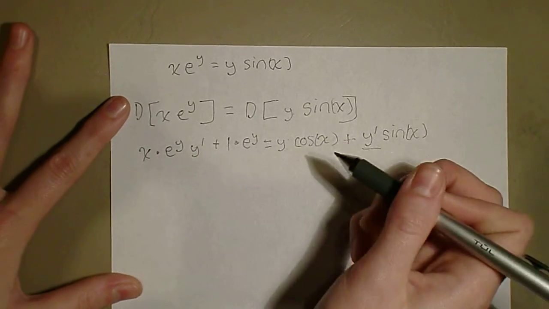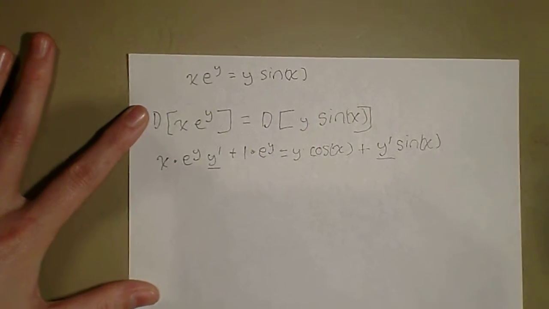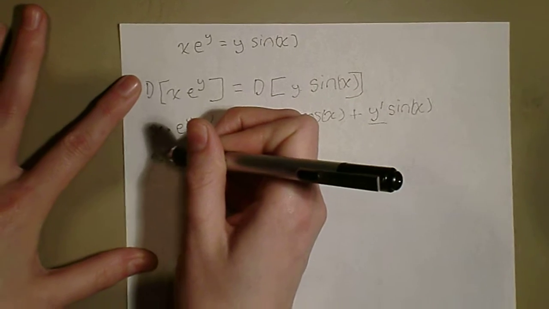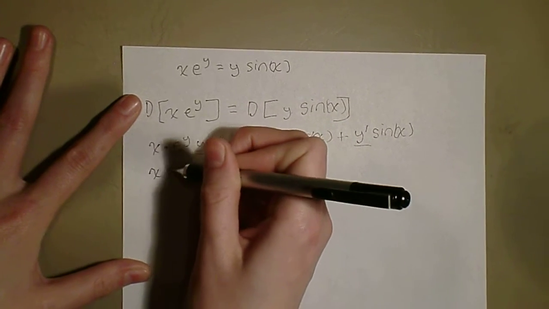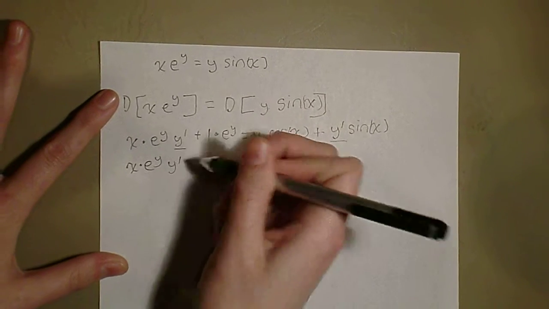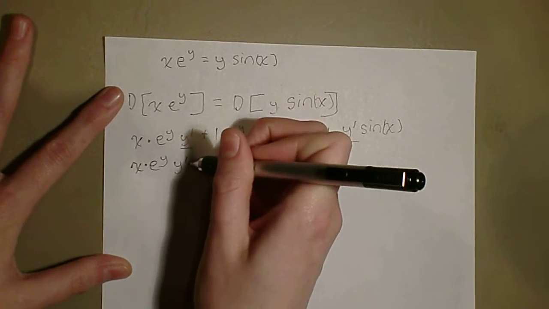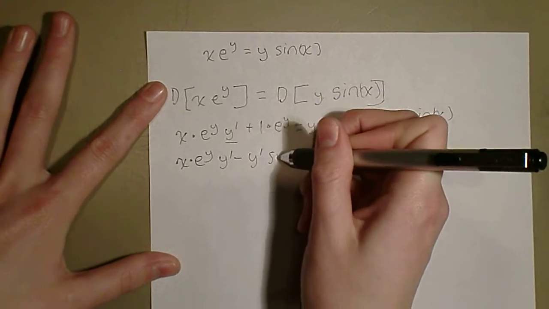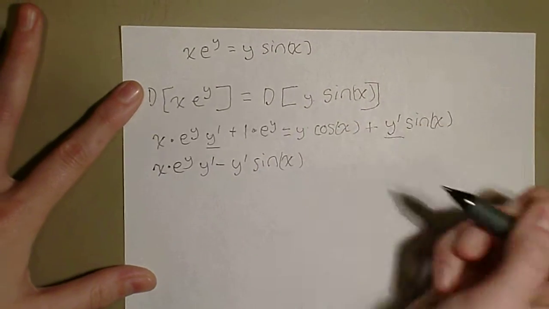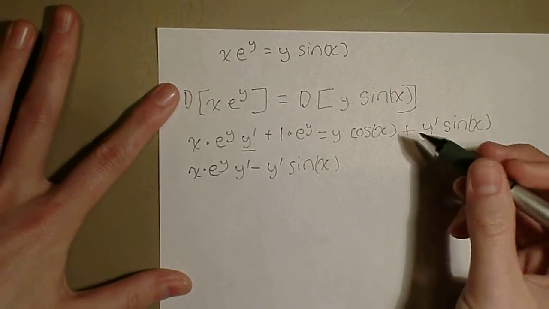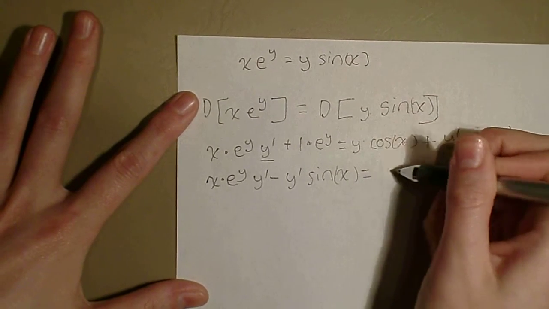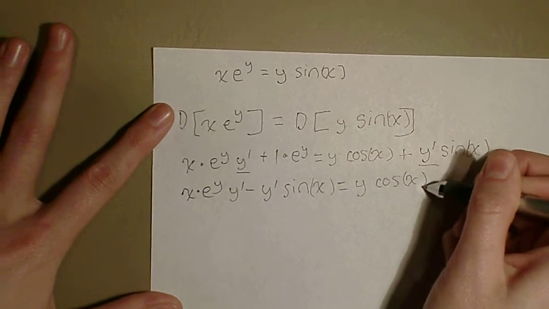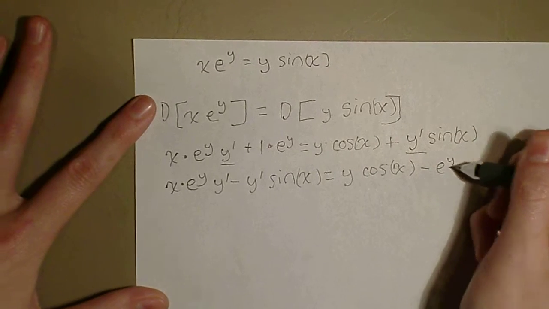Now we have to isolate the y primes on one side of the equation. So we have x e to the y prime, and then we go over here, so we go minus y prime sine of x, and we take this one over here, so we have y cosine of x minus e to the y.